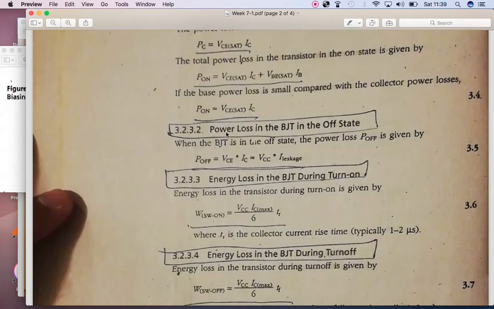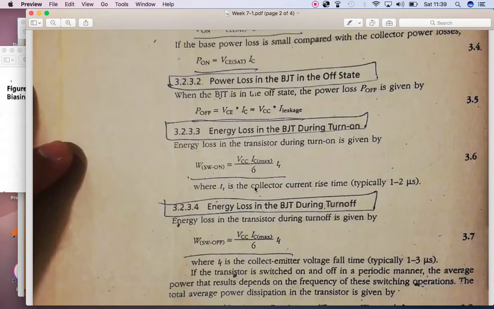Then we have the off state power calculations, where we have the output voltage, which is the collector to emitter voltage, multiplied by the output current, which is IC, and which is sometimes called the leakage current in the off state, because in the off state a very small, negligible current will be passing between the emitter and collector terminals of the power BJT.